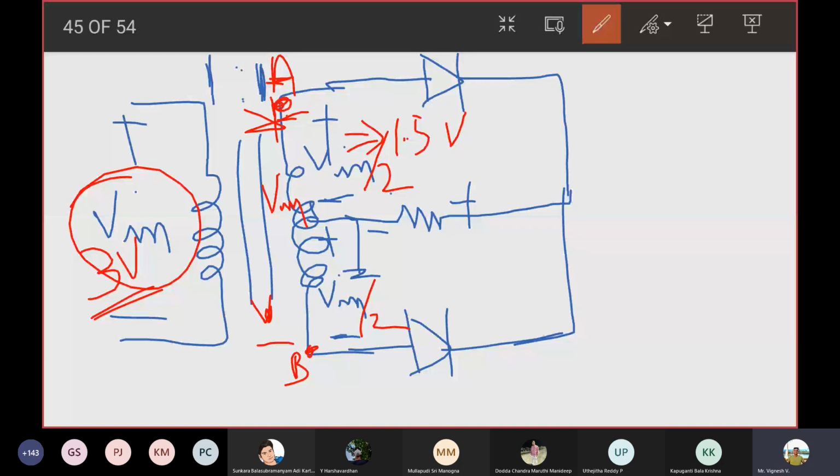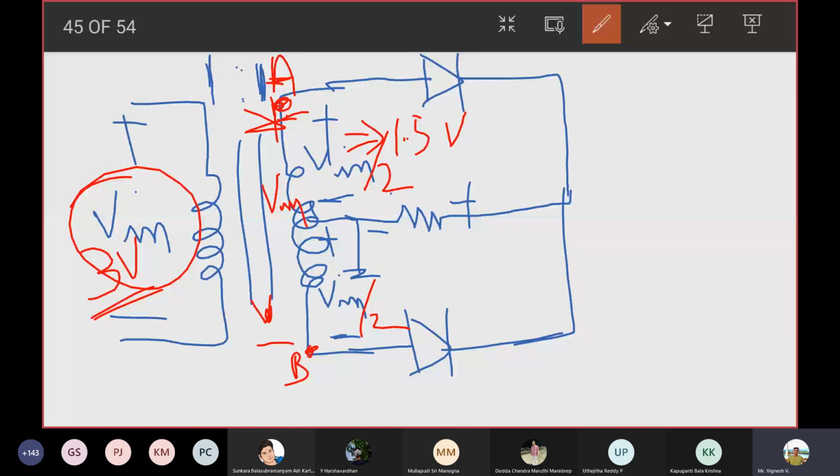Okay, give it a thought. I've already spoon fed a lot of things. You sit and analyze, and it is not very difficult to understand that. All right, so this has to do with the rectifiers: half wave, center tap full wave, and bridge rectifier.